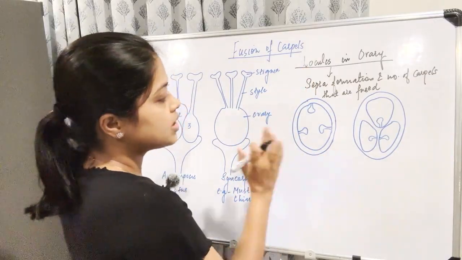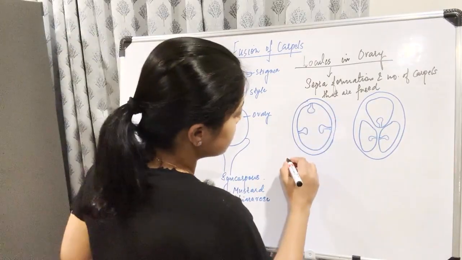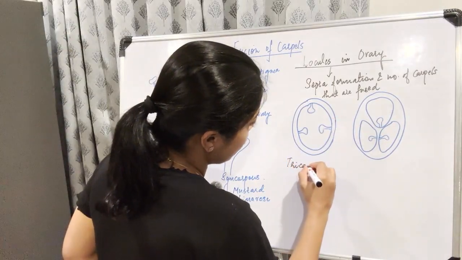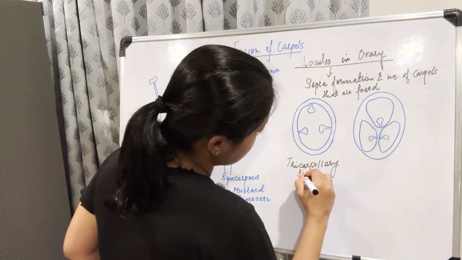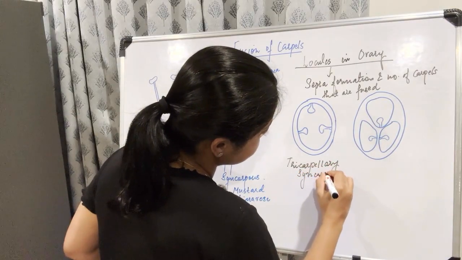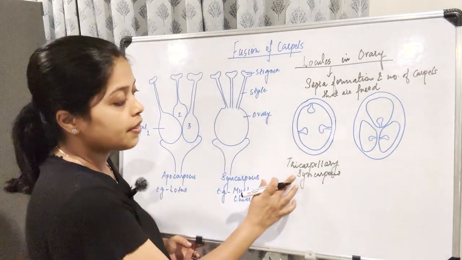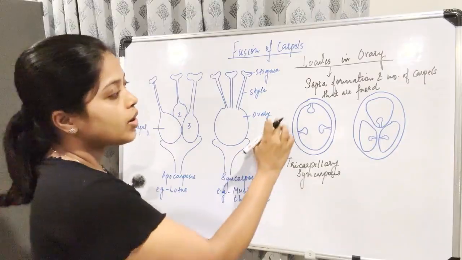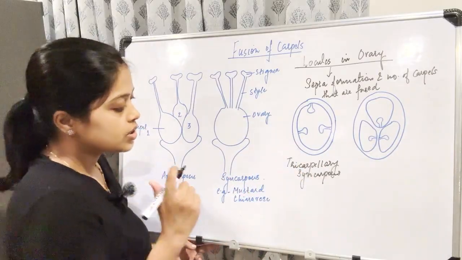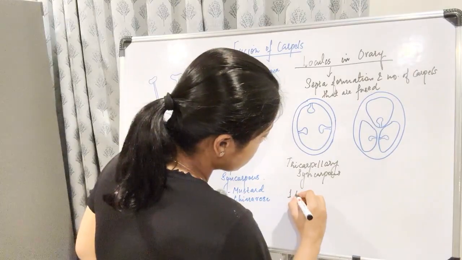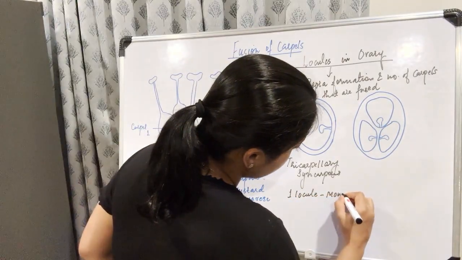For example, this is a condition where there is tricarpellary Syncarpous, means there are three carpels, okay, they are fused, and now you have to decide how many locules are there. Okay, so see, if there is one locule, we call it as monolocular.